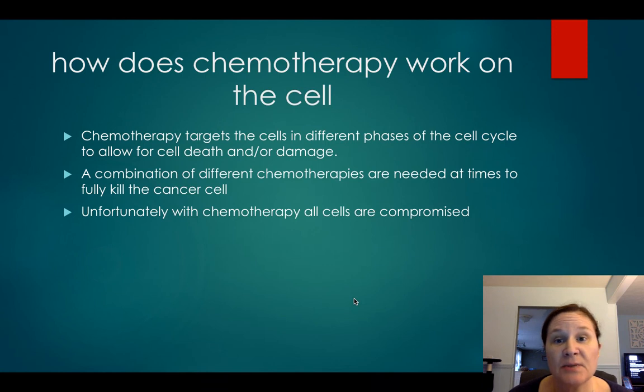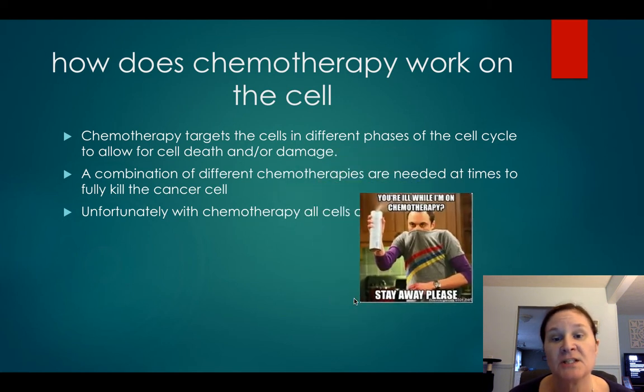So how does chemotherapy work on the cell? Well, it targets the cell in different phases of the cell cycle to allow for cell death and/or damage. A combination of different chemotherapies is needed at times to fully kill the cancer cell because they work in different ways. Unfortunately, with chemotherapy, all cells are compromised. It's not just the cancer cell, it's all cells.